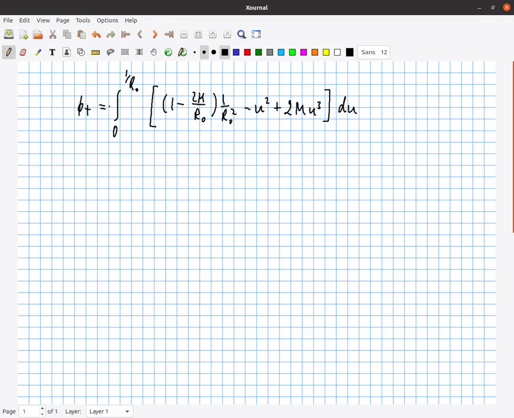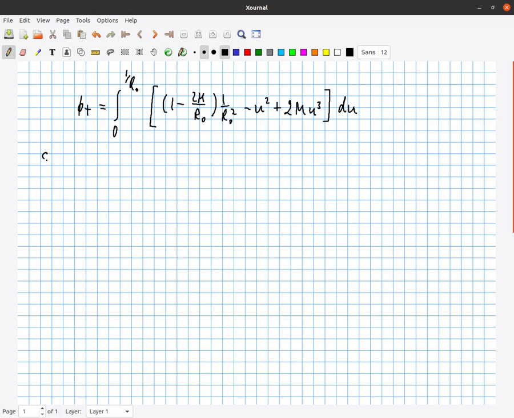And recall what we are trying to do. We are trying to find phi plus, because phi plus then controls the deflection angle of a ray of light that passes near the surface of the sun. And what we are trying to do today is estimate this integral. In particular, we are interested in this integral assuming that m is small. This will make the integration much easier.